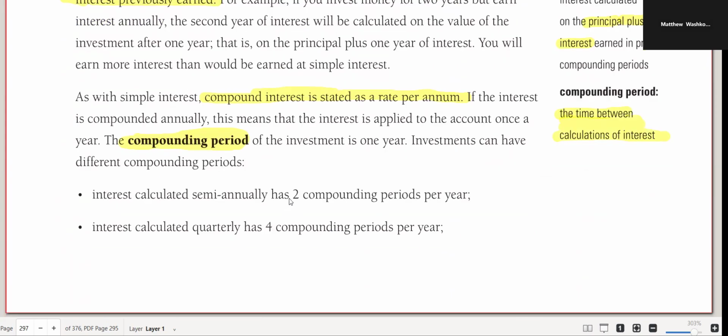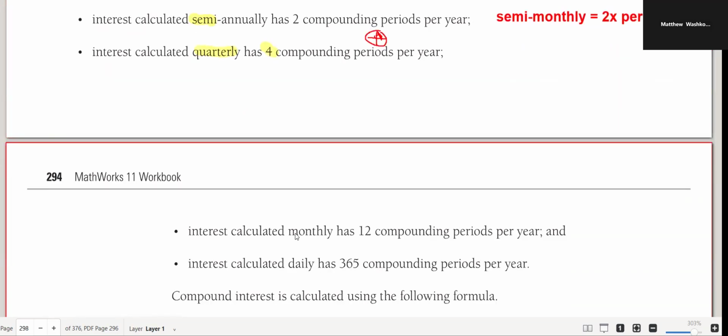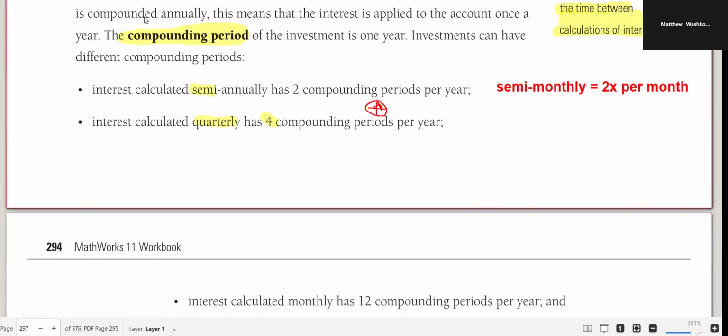Now, this is where we get into some terminology. Semi means twice per. Semi-annually means twice per year. Semi-monthly means 2 times per month. Okay? Quarterly is 4 per year, right? It's into quarters, right? Monthly is 12. Daily is 365. Now, there's something missing here. You might have weekly, which is, of course, 52 periods per year. But you might also have bi-weekly.